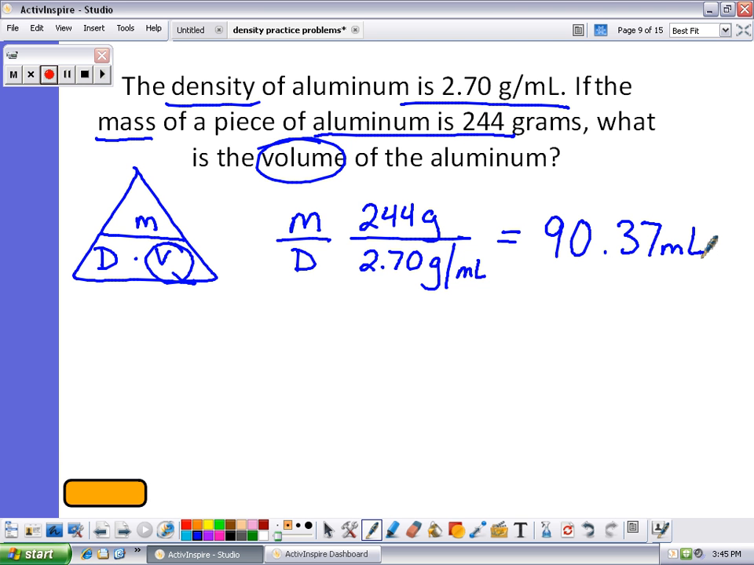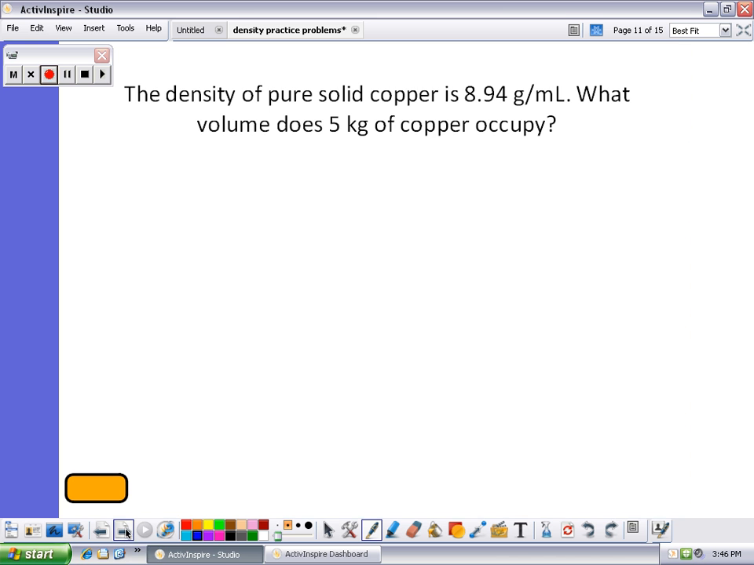There are a few more questions at the end, and I will go through those, show those to you. I am not going to do them. If you want to do them and then check them with me when you bring them into class, you may do that. Here's the next problem. The density of pure solid copper is 8.94 grams per milliliter. What volume does 5 kilograms of copper occupy? Pause and do your problem. Play to continue to do the next problem.